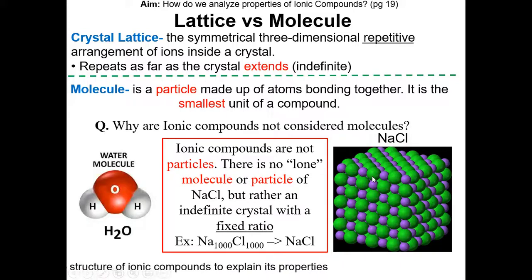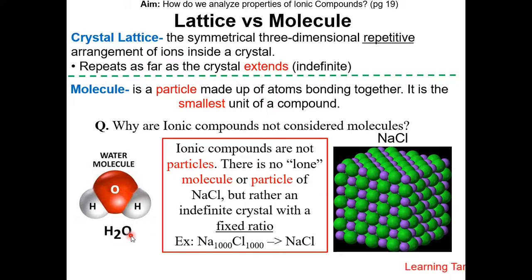If you look at water, which is considered a molecule, the number of atoms of each element matters. Notice for water, it's always 2 hydrogens and 1 oxygen. If you had a chemical formula that was H4O2, it is the same ratio as H2O, but it is not water. It is a different substance.